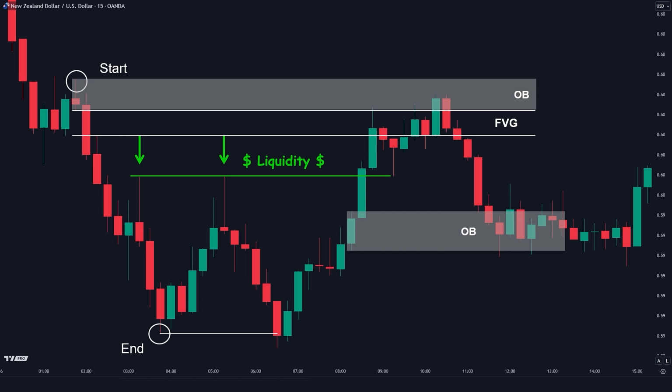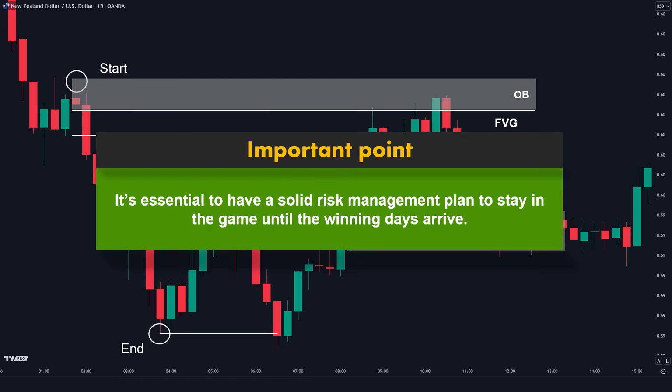On this trading day, we had one losing trade and two winning trades with a risk-to-reward ratio of more than 1-to-1, which is great. However, when trading in live markets, you might experience multiple consecutive losses. That's why it's essential to have a solid risk management plan to stay in the game until the winning days arrive.